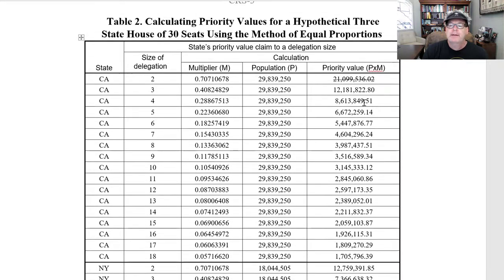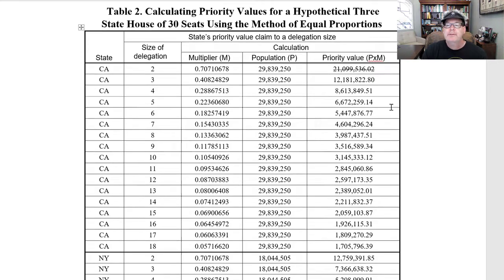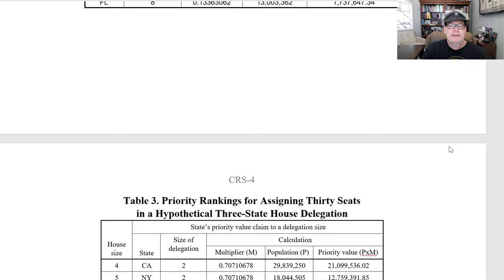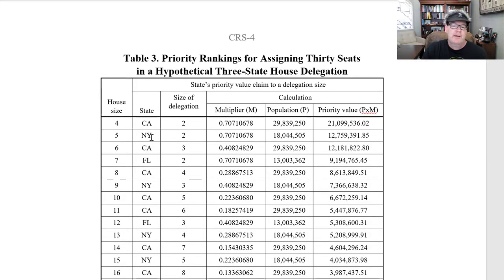All right, let's go to the next highest priority. What do we got? We got 12,181,000, 12,729,000. So that's the next highest. So New York gets the next seat. I'll give New York a seat, and cross this off so I don't use it again. And you see New York got the 5th seat, and it now has 2. And there was the priority for New York.